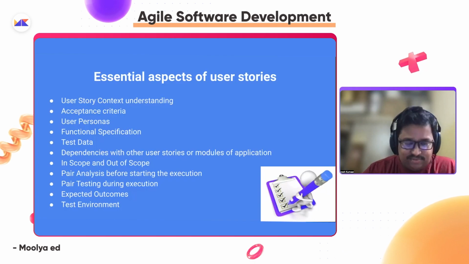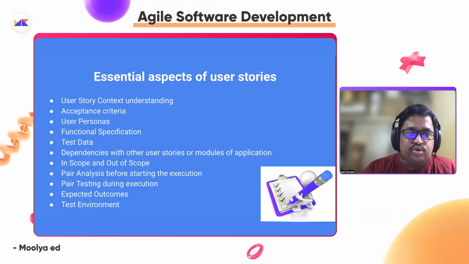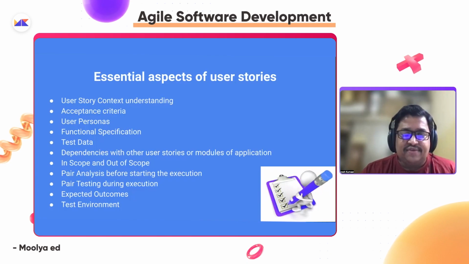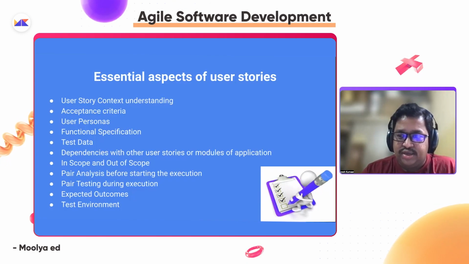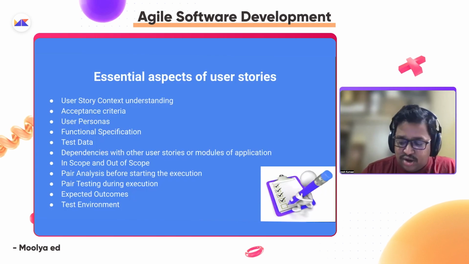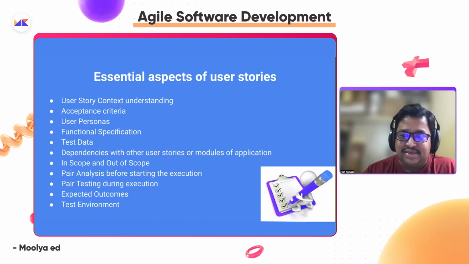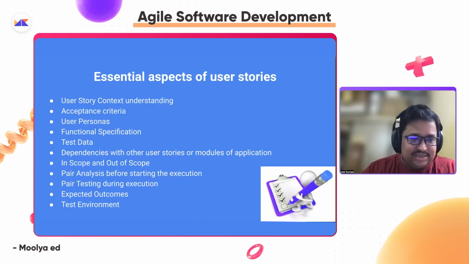So here, what we are saying is you need to get these aspects to do effective testing. First you need to understand the context of the particular user story. Why are we having this user story, what are we going to implement in it, and who are all the people who are going to be impacted by this change? Then we can come to the acceptance criteria.